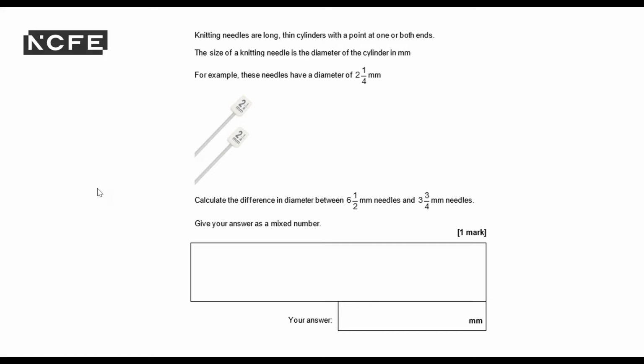Calculate the difference in diameter between 6½ millimeter needles and 3¾ millimeter needles. I need to give my answer as a mixed number. There's 1 mark available, so that gives me 2 minutes.